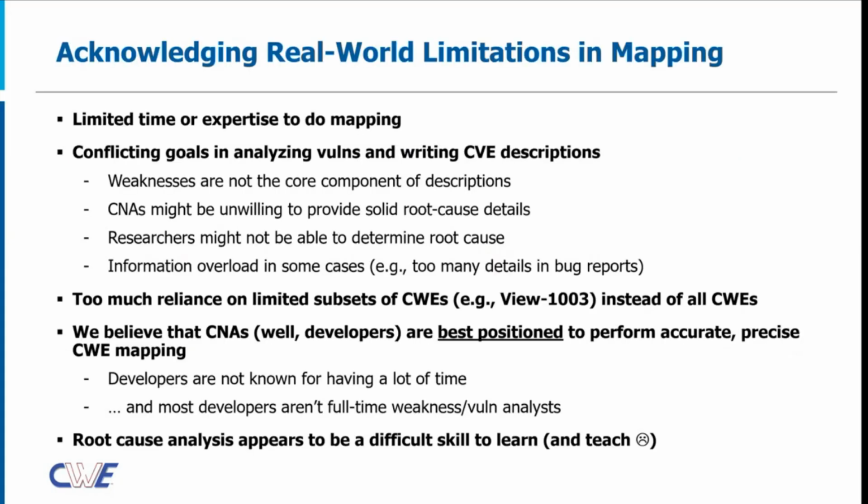I think first we wanted to start by acknowledging some real world limitations that there could be in mapping. Often, we realize that there can be limited time or maybe even limited expertise to do effective mapping. There could be conflicting goals in analyzing vulnerabilities and writing CVE descriptions. We realize as the CWE team that the actual weakness or root cause is not the core component of CVE descriptions, but it is an important part of what a CVE record is.